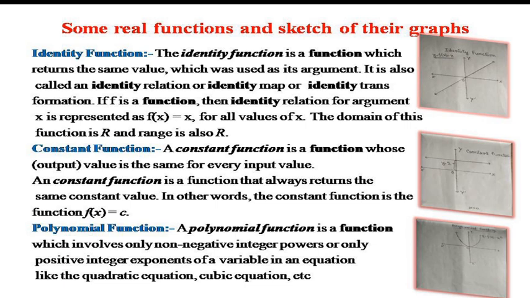Next one is our constant function. A constant function is a function which always gives the same output whatever may be the value of input. That is, I am considering here f(x) equal to c. That is, f(1) equal to c, f(2) equal to c, f(5) is equal to c. So if we draw the graph of that function, we will get a straight line which is parallel to the x-axis.